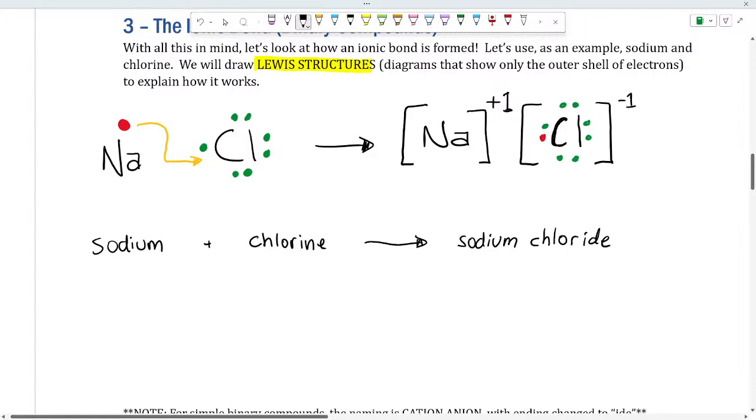Now, sodium chloride isn't sodium floating around and chlorine floating around. These things are now bonded. They're stuck to each other. Why are they bonded? It's actually a really strong bond. Very good. One has a positive charge, one has a negative charge. And what do we know about things with opposite charges? Opposite charges attract. And it's a strong force of attraction. So these are now stuck together because of their opposite charges.